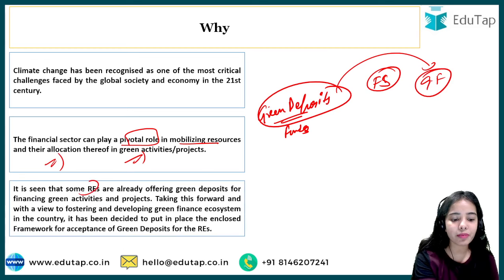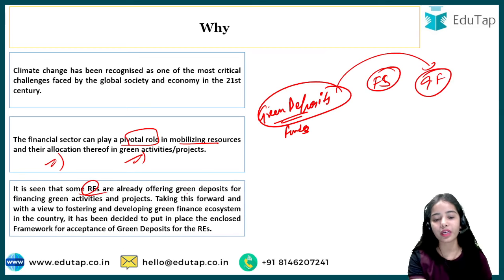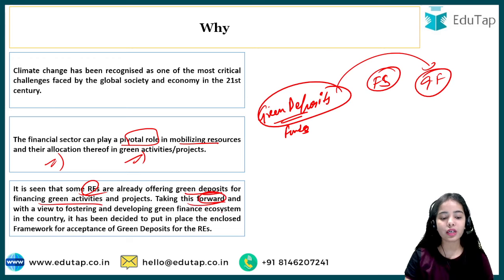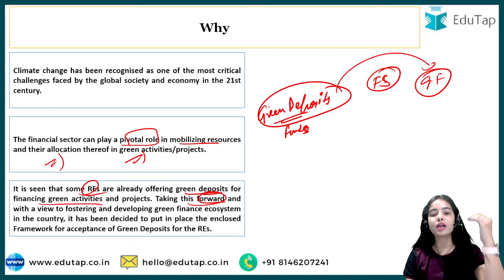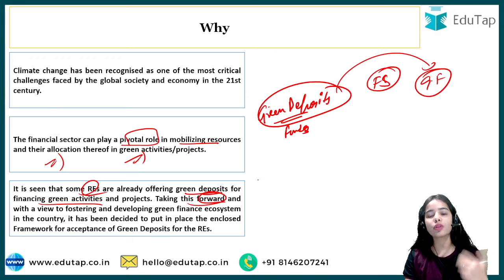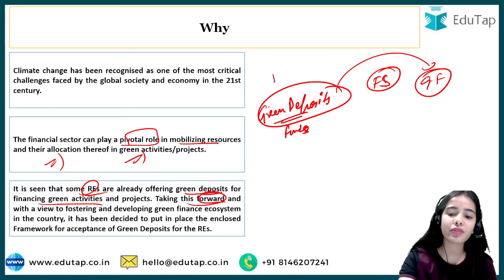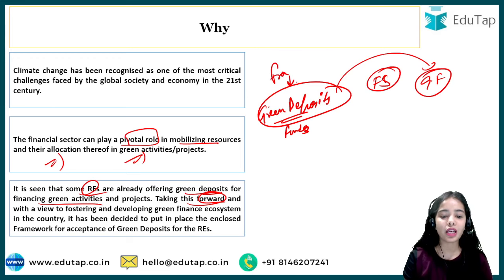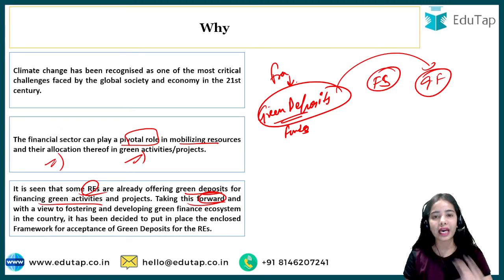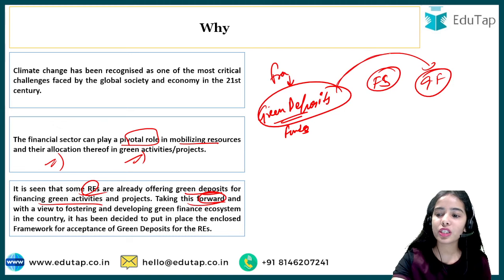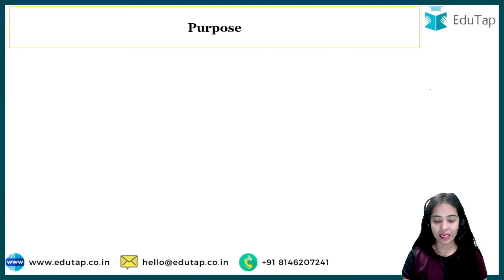It is seen that some regulated entities are already offering green deposits for financing green activities and projects. Taking this forward, the framework has been made for the acceptance of green deposits. So there is a particular way for the banks to work. Otherwise the banks will be doing whatever they want. So there should be a particular framework for how the banks and the NBFCs should work. So that's why this framework for green deposits has been made, so that the banks are able to mobilize more resources and put these resources into green financing.